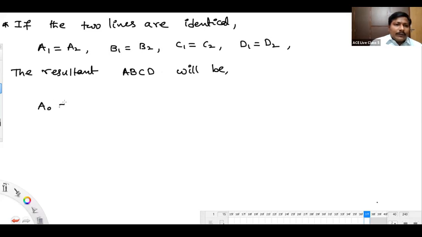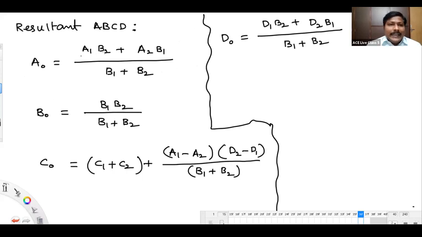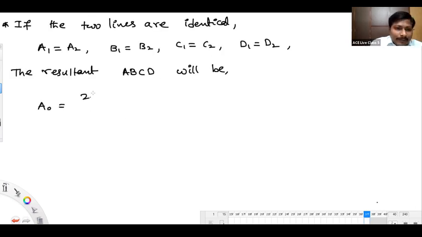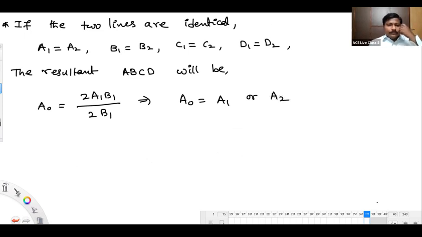Just check this one, A0. What will happen to the value of A0? A1 B2 plus A2 B1 by B1 plus B2. Already we said 2 and 1 are same. Simply whatever B2, A2 we have, replace with B1, A1. So what you get now? A1 B1 plus A1 B1 by B1 plus B1. So it will come to be 2A1 B1 by 2B1. So you can call this A0 value either A1 or A2.